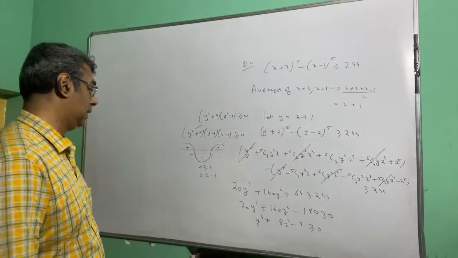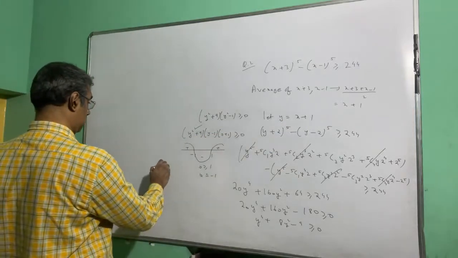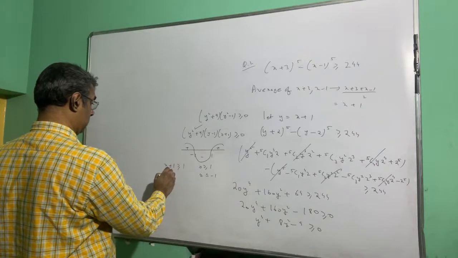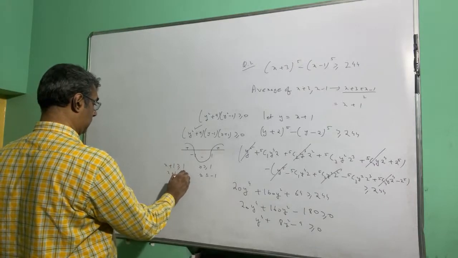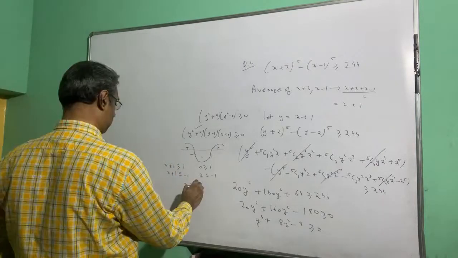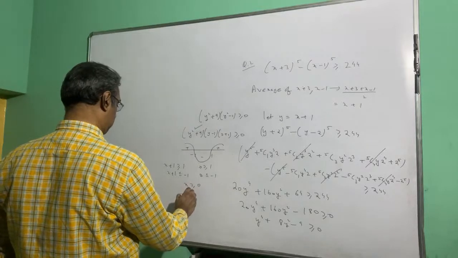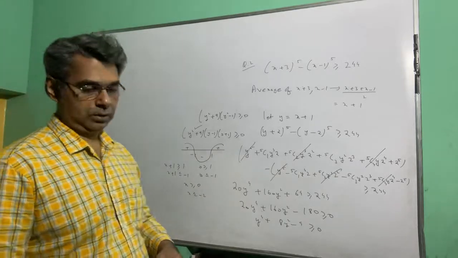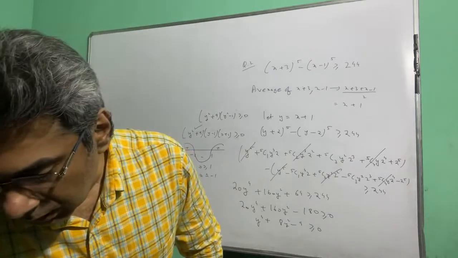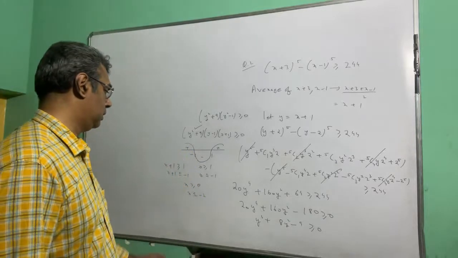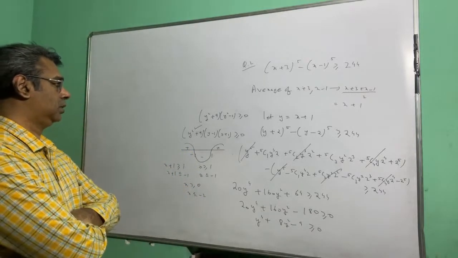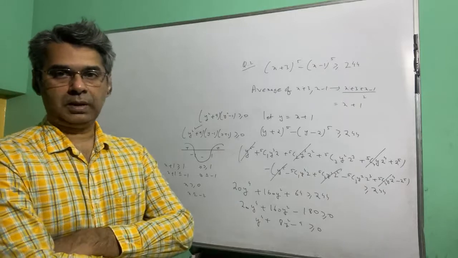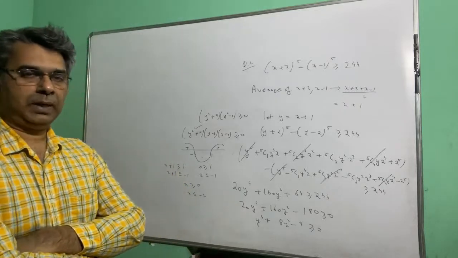But y is x plus 1, so that means x plus 1 is greater than or equal to 1 and x plus 1 is less than or equal to minus 1. So x will be greater than or equal to 0 and x will be less than or equal to minus 2. So the answer of this question is x is greater than or equal to 0 or less than or equal to minus 2. That is the answer of this particular question, which has to be done using binomial theorem.